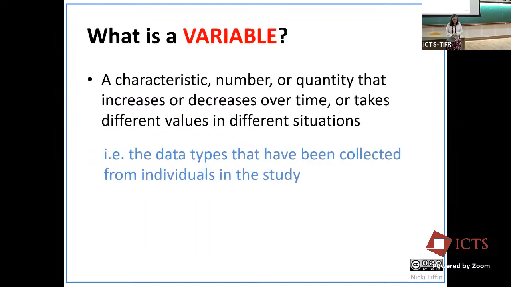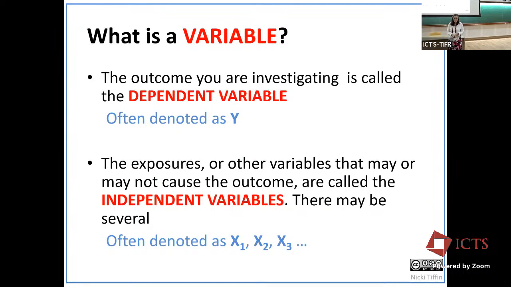Yeah. So a variable, we've already gone over this, a variable, a feature, a field, a data point. It's the characteristic, the number or the quantity that increases or decreases over time or takes different values in different situations, i.e. the data types that have been collected from the individuals in the study. I already mentioned this, I think, but the outcome you're investigating is the dependent variable, and this was mentioned also in some other lectures, and it's often denoted as Y, the outcome.